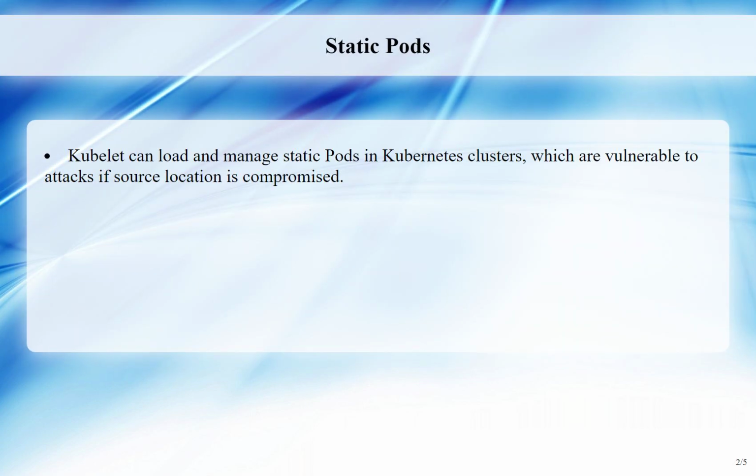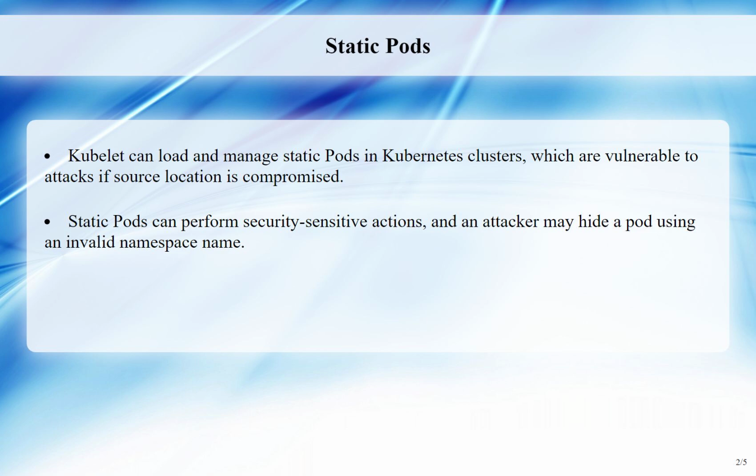The kubelet on each node in a Kubernetes cluster can load and manage manifests stored in a specific directory or fetched from a URL as static pods. These static pods are not managed by the API server, making them vulnerable to attacks if an attacker gains write access to the source location.